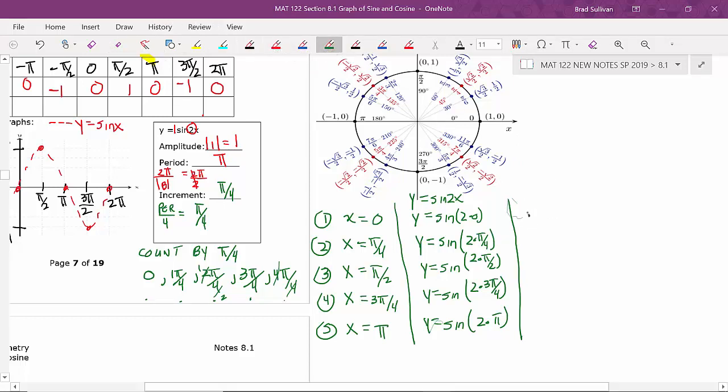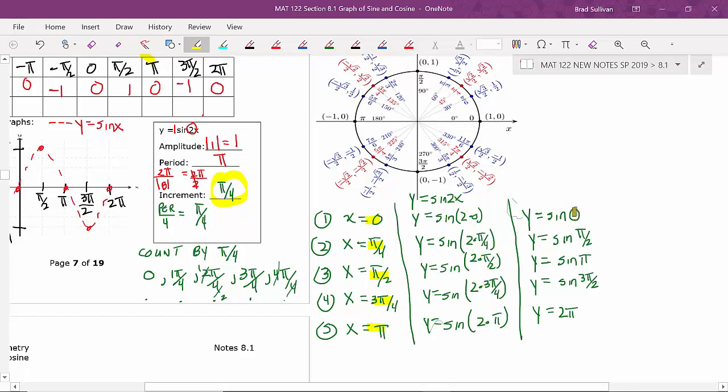I want to write this out clearly and get a diagram. So we now have y equals sine of 0, y equals sine of 2 pi over 4, which reduces to pi over 2. And then the 2's cross out here to give y equals sine of pi. And then we get y equals sine of 6 pi over 4. So I'm just reducing these fractions. And then finally we get sine of 2 pi. So what I'm trying to show you is the increment is pi over 4, which is super important. I'm counting by pi over 4s on the unit circle, and I'm plugging into the function.